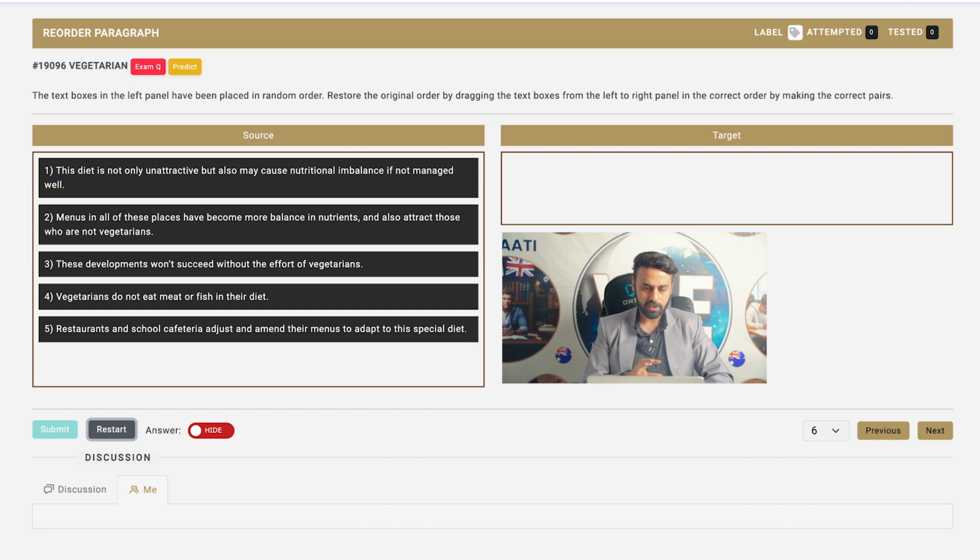So they're saying all these places have become more balanced in nutrients. So what we can see is that in the first sentence, they are talking about a diet which is unattractive and which may cause nutritional imbalance.